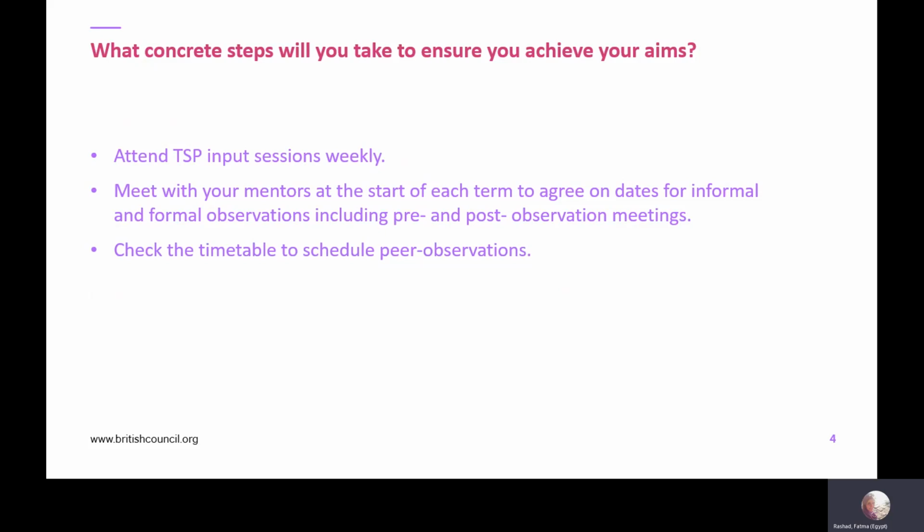Also, you should check the timetable to schedule peer observations. As part of the program, you should be observing other experienced teachers. To do that, you need to take a look at the timetable and see slots when you're free. If you find that there's an experienced teacher who's teaching at that time, you go and ask them if they're ready for you to go into the class. It's very important that you check with them first before you go into the class for peer observations.